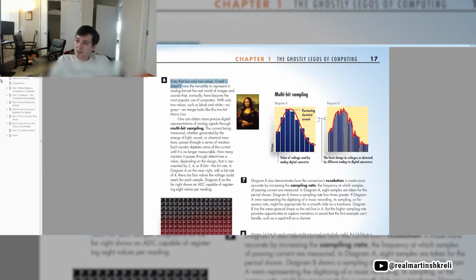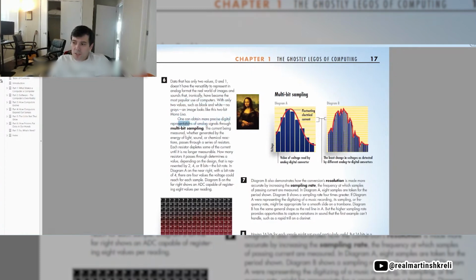That has only two values, 0 and 1, doesn't have the versatility to represent in the analog format the real world of images and sounds that, ironically, have become the most popular use of computers. With only two values, such as black and white and no grays, an image looks like this 2-bit Mona Lisa.